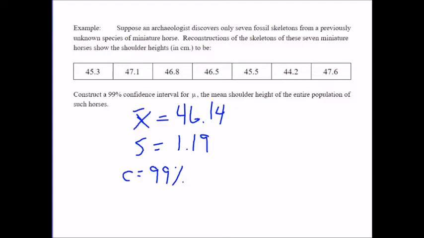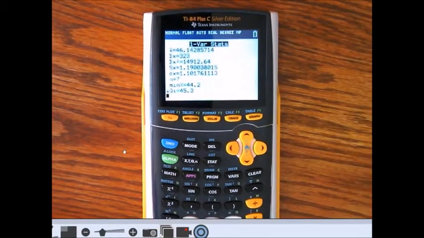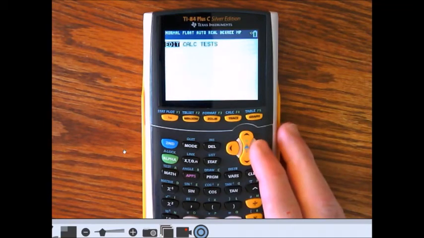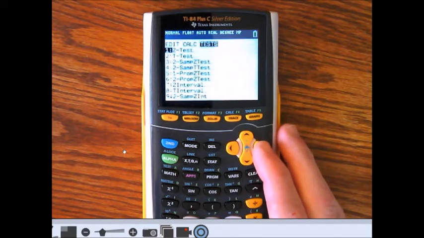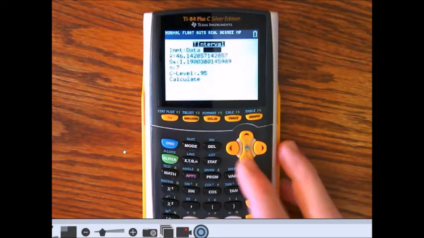Right, and again, going back to the calculator, I'm going to let it do most of the work. So if I want to do a t interval, I'm going to go to Stat, I'm going to go to Tests, and t interval is choice number 8. We're going to keep it on stats.